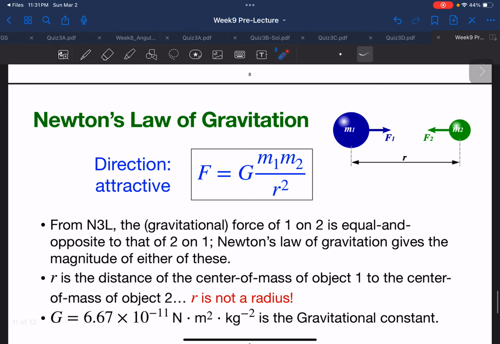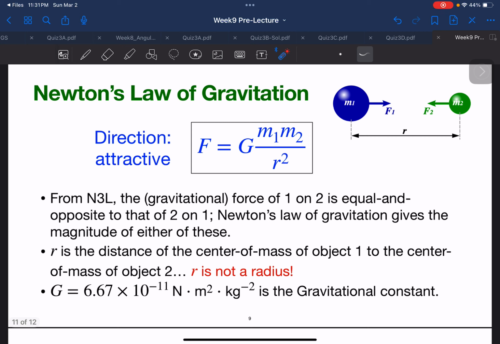Okay. The last thing in this pre-lecture video we're going to talk about is Newton's law of gravitation. Newton's law of gravitation says that the magnitude of force between any two objects of mass m1 and mass m2 is given by this quantity: the gravitational constant, mass 1 times mass 2, over r squared. Now, what is this r? R is the center point to center point distance between the two objects. Note, it's not a radius. It's not the radius of mass 1. It's not the radius of mass 2. It is the distance from the center of this body to the center of this body.